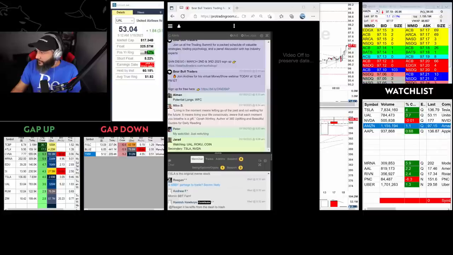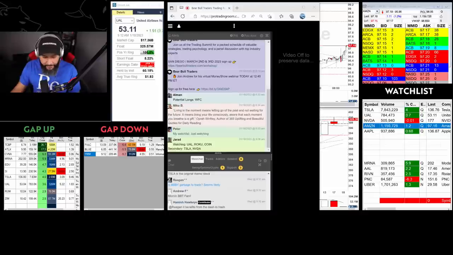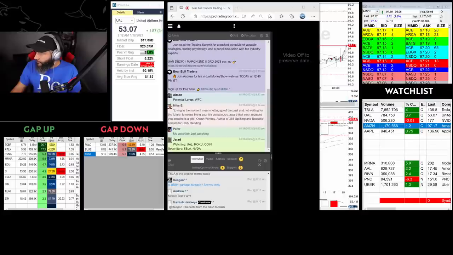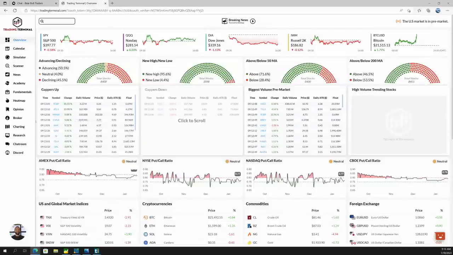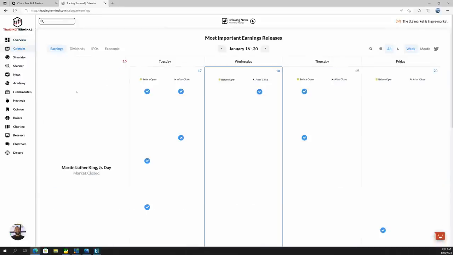So let me go ahead and sign in here. And let's see what our earnings looks like for the rest of this week and next, as we got a couple of minutes. All right, here we go. Looking forward to getting to some tech stuff here. All right, guys, so here's our trading terminal.com. Again, it's completely free. All you do is just sign in, then you're going to be able to save some of your settings there. Let's see, as far as calendar, so let's see what's going on there.